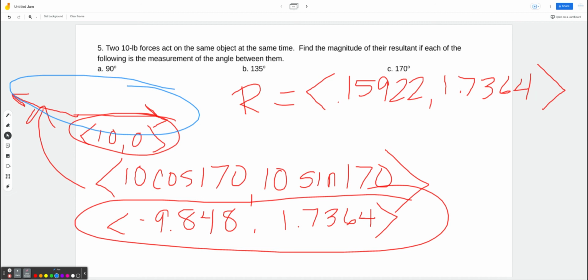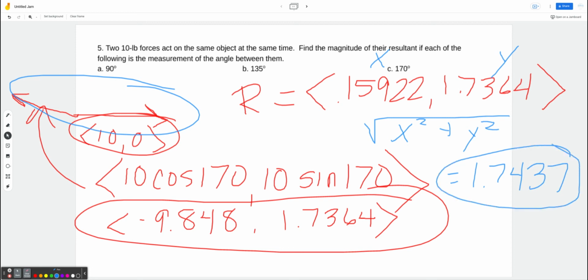Okay, so the magnitude of R is the square root of x squared plus y squared. It's just Pythagorean theorem where this is x and that's y. I'll just do that in my calculator. And you end up getting 1.7437. So notice, of all of them, that's the lowest resultant force.